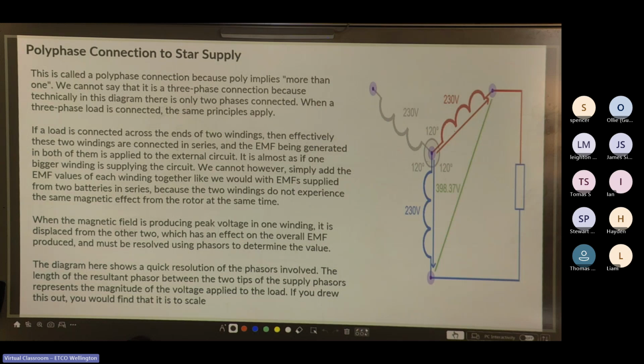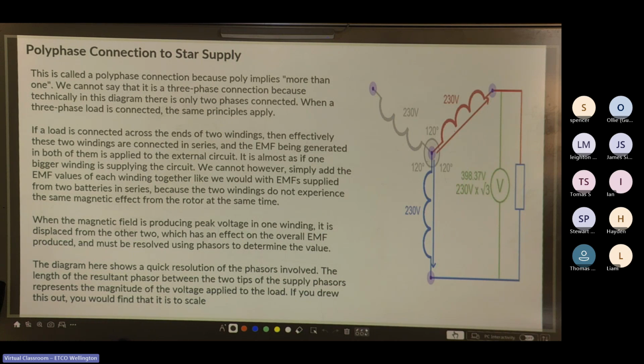Cool, and then we've got polyphase connection to star supply. This is called a polyphase connection because poly implies more than one. We cannot say that there is a three-phase connection because technically in this diagram, there are only two phases connected. When a three-phase load is connected, the same principles apply. If a load is connected across the ends of two windings, then effectively these two windings are connected in series and the EMF being generated in both of them is applied to the external circuit. It is almost as if one bigger winding is supplying the circuit.